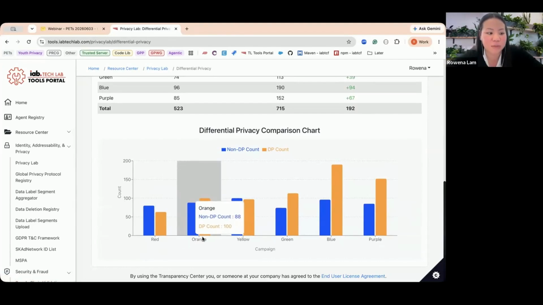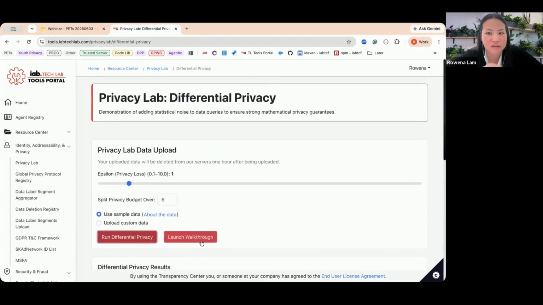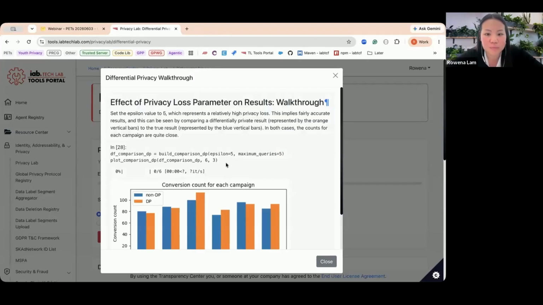So at epsilon equals 1, which is what this tool has defaulted to, the privacy guarantee is strong, but the noise is, I would say, pretty significant. And so we can take a look at what happens when we actually relax that. Again, I'm going to do a walkthrough rather than risk trying to do a live demo of doing the sliders, but you guys can actually play with this after the fact on your own.